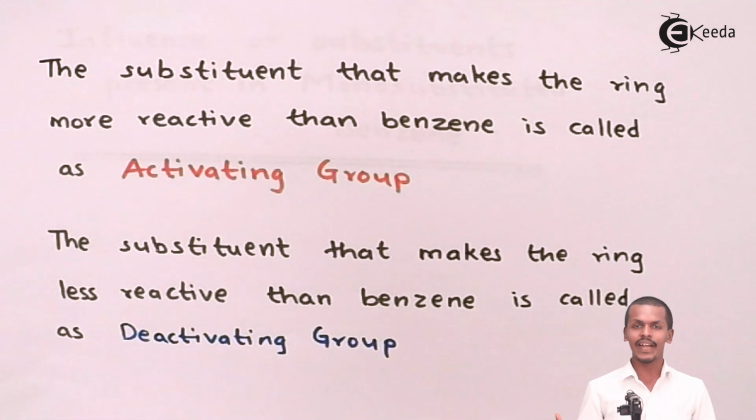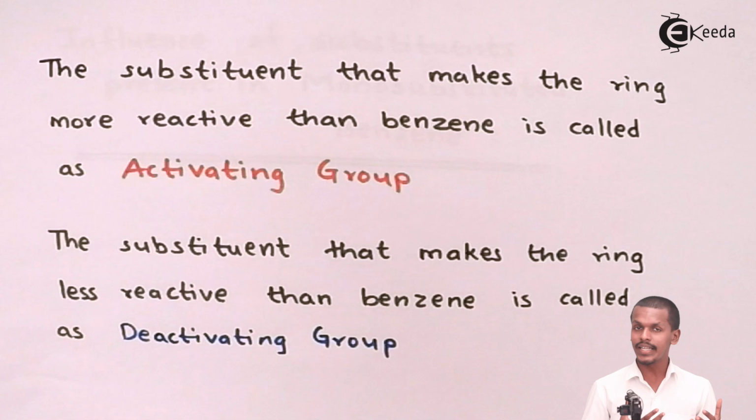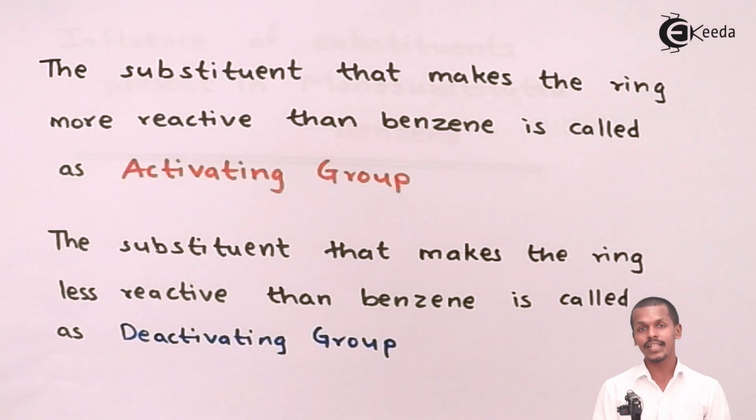So what are these activating and deactivating groups? We have to deal with another study, that is, the isomers that would be formed, because the substituent that is present on the carbon atom of the benzene, we could see, will direct where the other groups go.